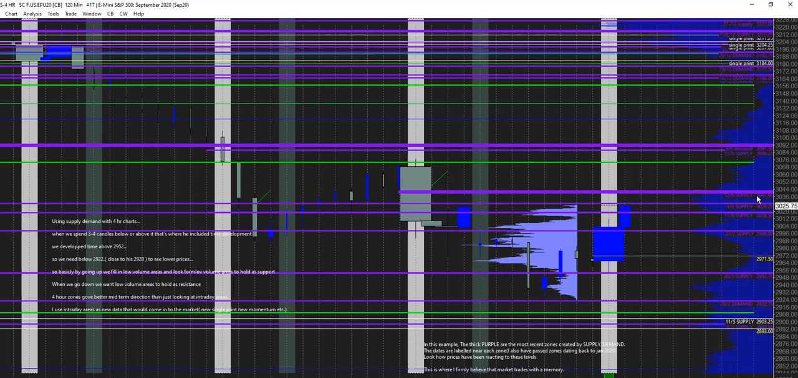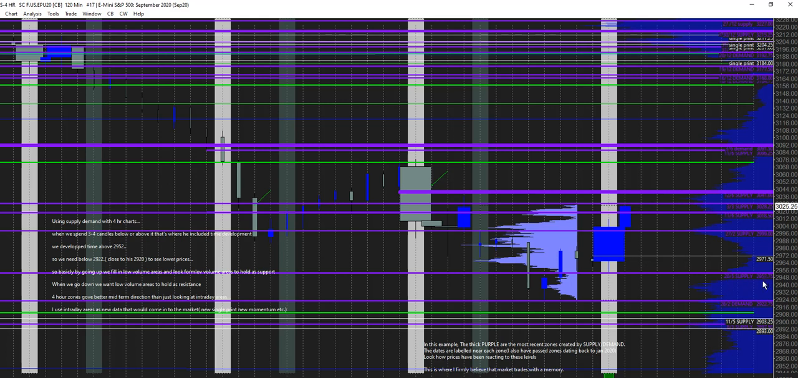So here, just one example, using supply with 4-hour charts. Basically, the market likes to hold areas that were previous supply and previous demand. So this is the most recent supply that we had here on May 20th at 29.52.